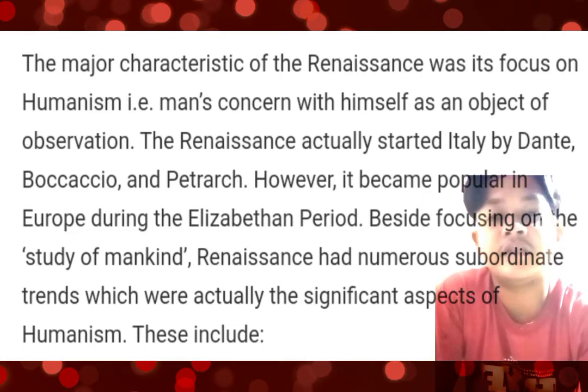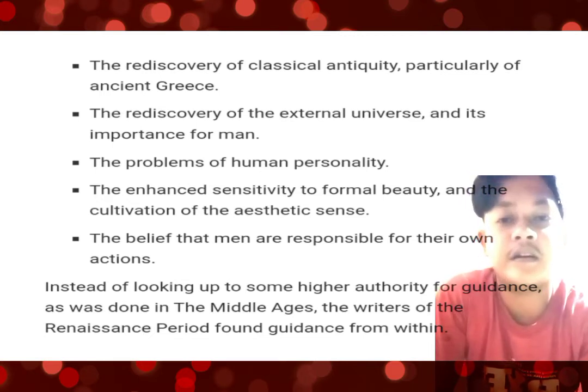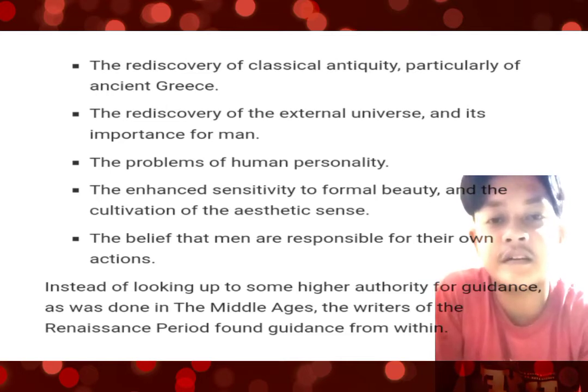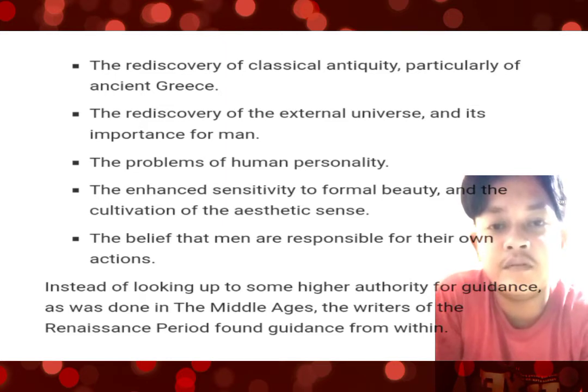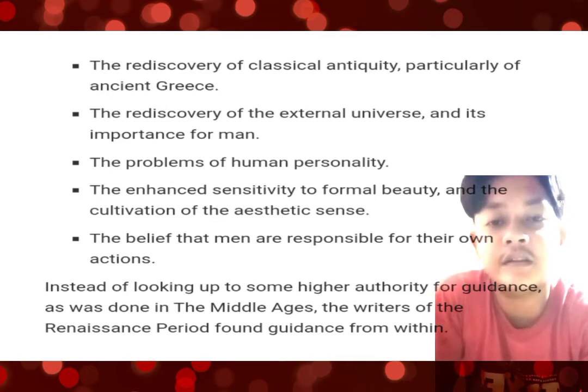Besides focusing on the study of mankind, the Renaissance had numerous subordinate trends which were actually significant aspects of humanism. These include the rediscovery of classical antiquity, particularly of ancient Greece, the rediscovery of the external universe and its importance for man, the problems of human personality, enhanced sensitivity to formal beauty, the cultivation of the aesthetic sense, and the belief that men are responsible for their own actions. So instead of looking up to some higher authority for guidance, as was done in the Middle Ages, the writers of the Renaissance period found guidance from within.